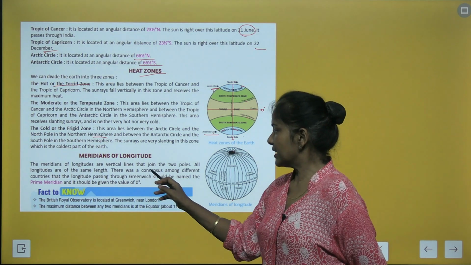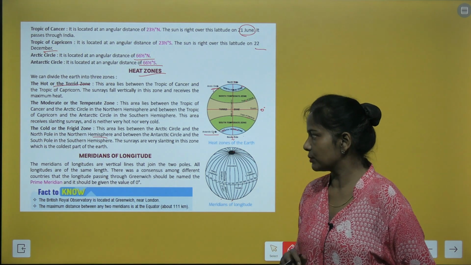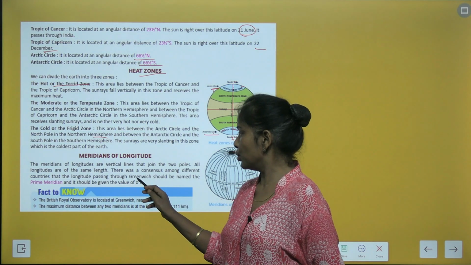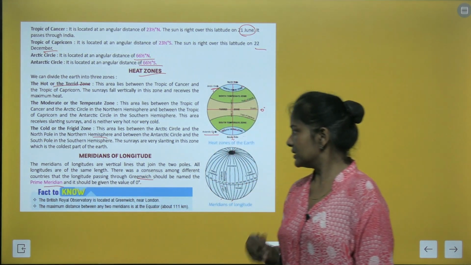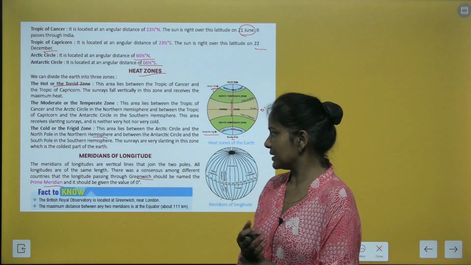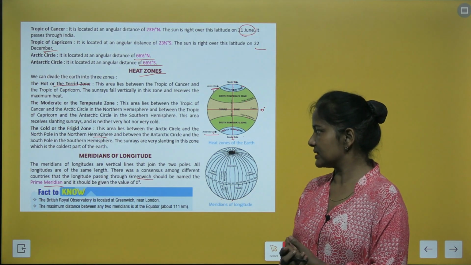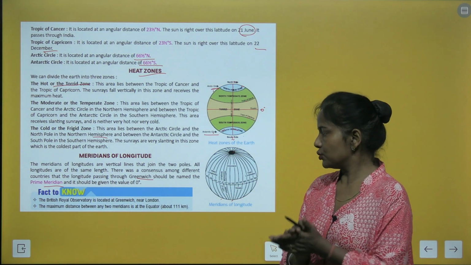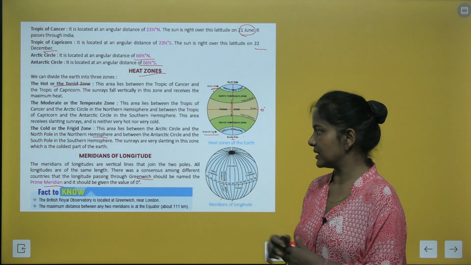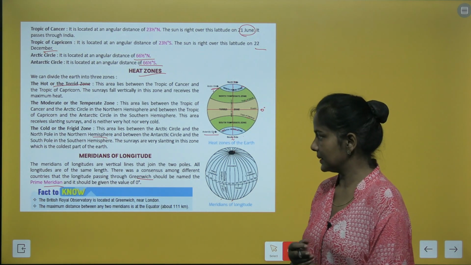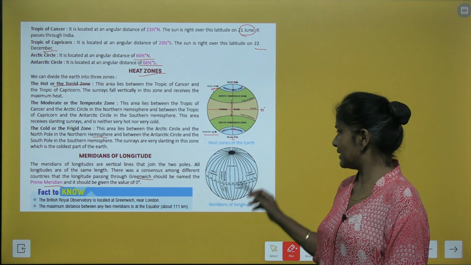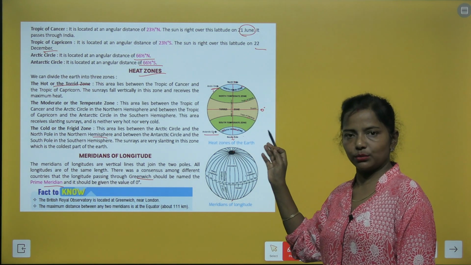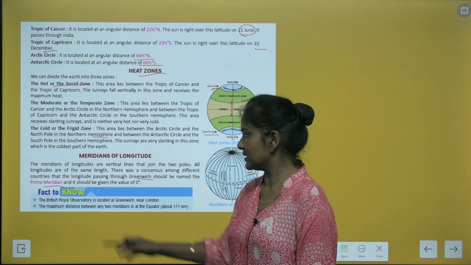There was a consciousness among different countries that the longitude passing through Greenwich should be named the prime meridian. और ये सबका कॉन्शियस था सब कंट्रीज का कि ये जो लॉन्गिट्यूड जो पास होती है ग्रीनविच से उसका नाम प्राइम मेरिडियन है. एंड इट शुड बी गिवन द वैल्यू ऑफ 0 डिग्री. कौन सी वैल्यू? 0 डिग्री, जो इक्वेटर को भी कहा जाता है.